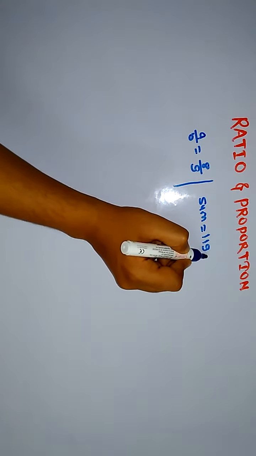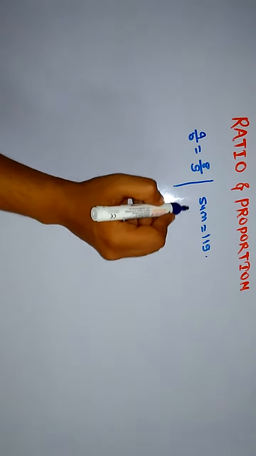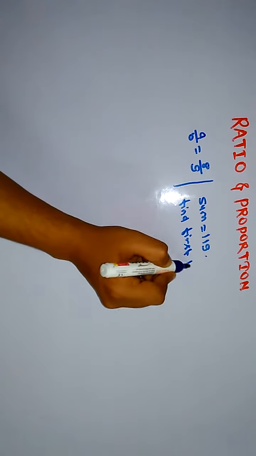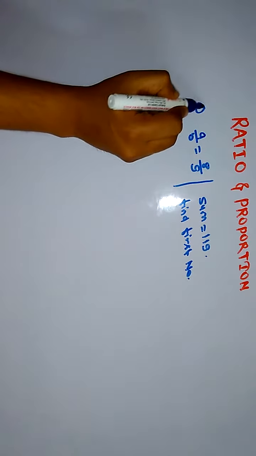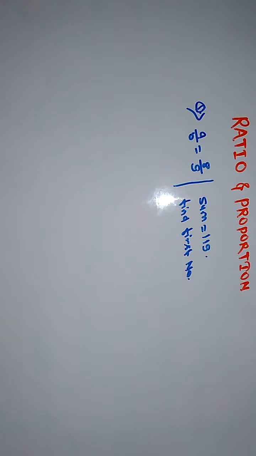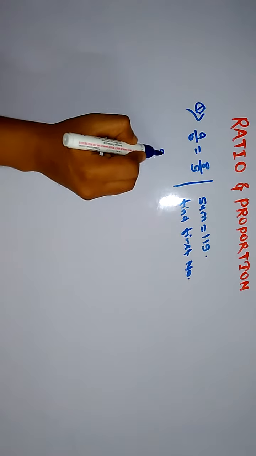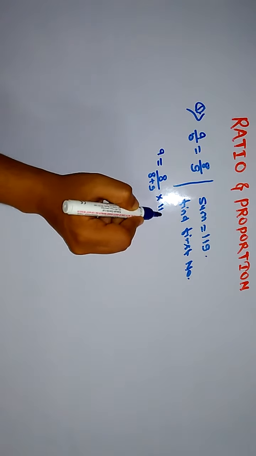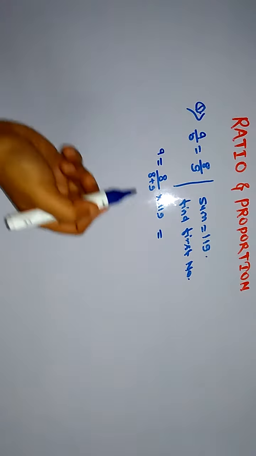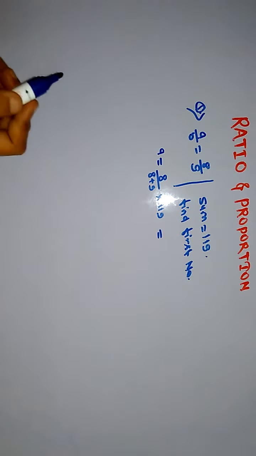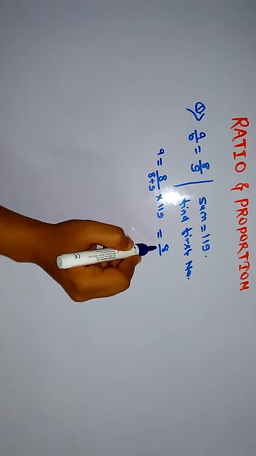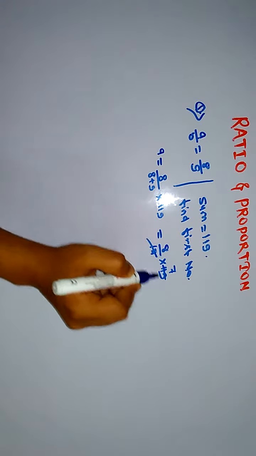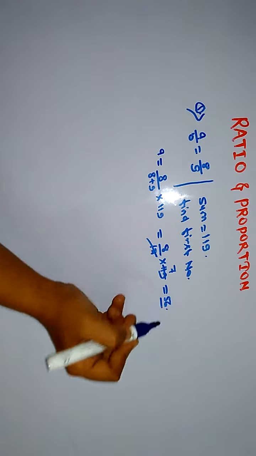Sum is 119, and find the first number. So how will we calculate? For calculating this, the first number is 8 upon 8 plus 9 into 119. This is very easy, we have solved it previously in the previous question. We will write it as 8 upon 17 into 119. This is 7, so this will be 56.